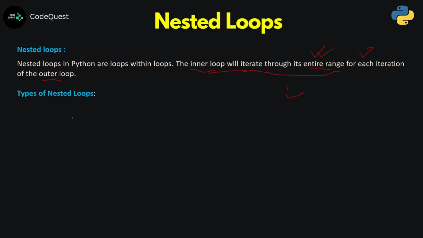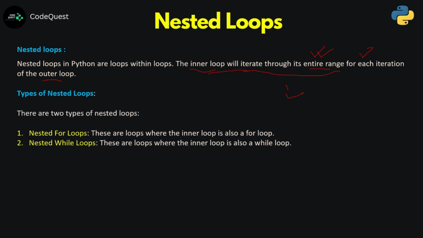Now, when it comes to the construction of a nested loop, we can take the help of either for loops or while loops. Nested for loops are where both the inner and outer loops are for loops. Whereas in a nested while loop, both the outer and inner loops are while loops.